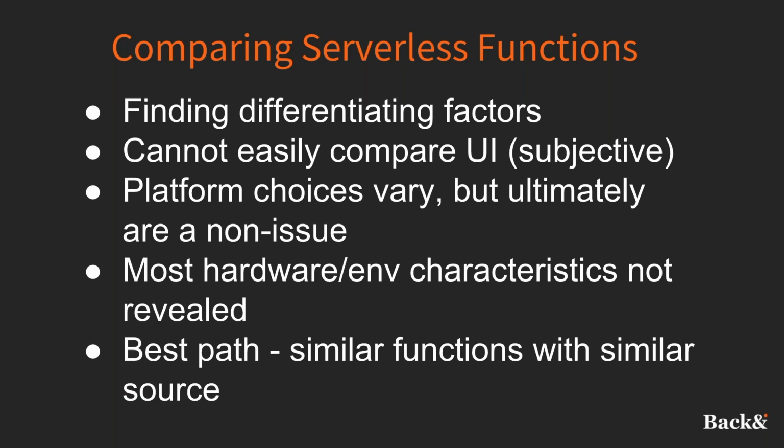What is it that sets Google Cloud Functions apart from AWS Lambda? What does Microsoft Azure Functions have to offer, and so on? So along those lines, we had to look for things that we can compare. The first thought, obviously, is that let's compare the UI, but that is extremely subjective.